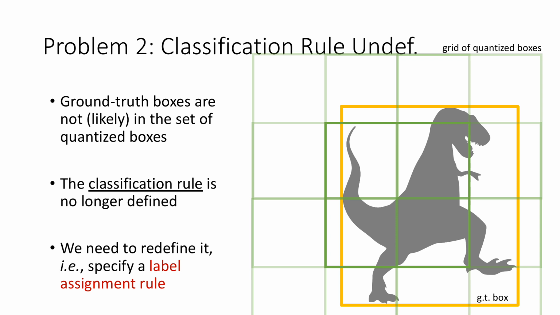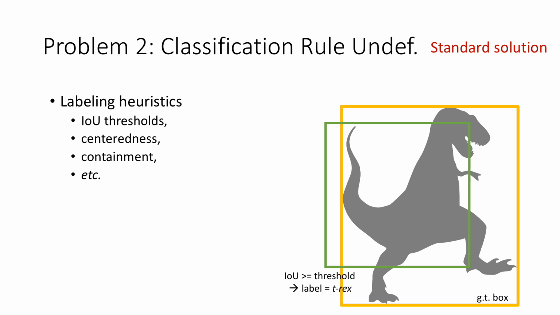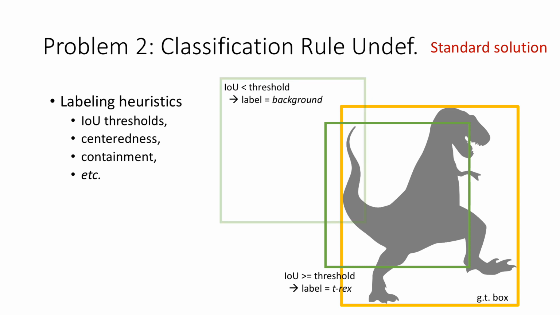To do this, we will specify a label assignment rule that will assign a foreground label to some of the quantized boxes. The standard approach is to define labeling heuristics based on various criteria, such as intersection over union, or IOU, thresholds, or to use measures of centeredness and containment. For example, if the IOU between a quantized and ground truth box surpasses a threshold, as in this example, the quantized box may be labeled with the foreground object, T-Rex in this case. Or, if the IOU is too low, the label will be set to background.